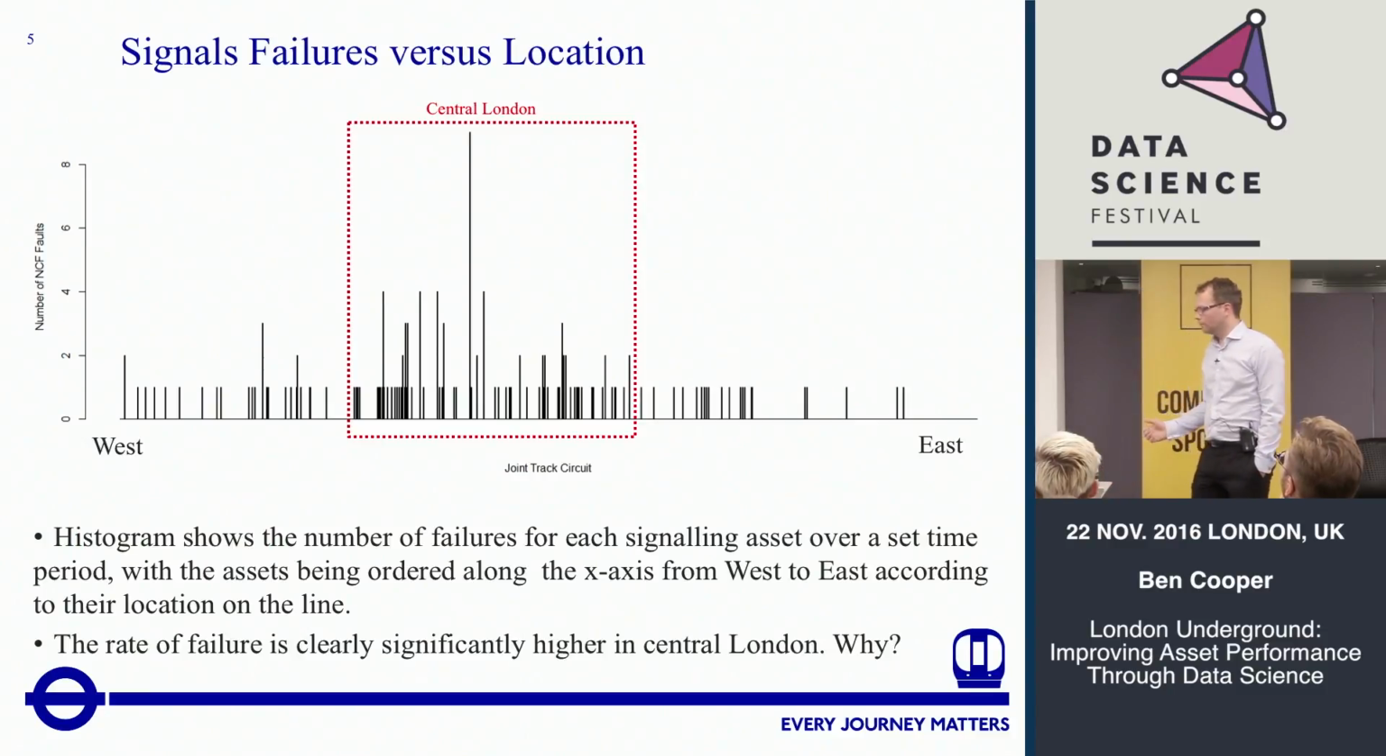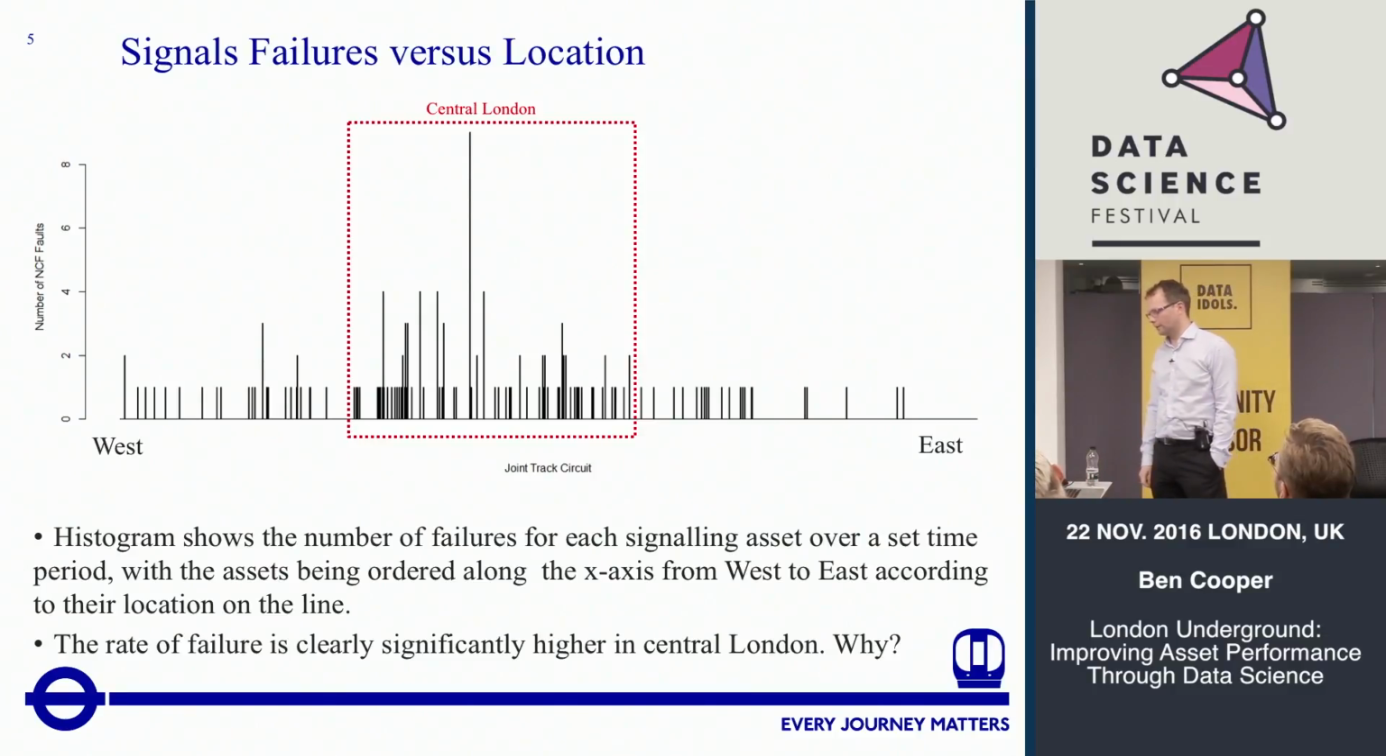I'll show you an example of where we've done this on the signalling system. This is the data exploration side of what we're trying to investigate. We're looking at the pattern of signal failures versus location. This is a histogram which shows the number of failures on the y-axis, and on the x-axis a signal asset. It's not really important what it is. It's a piece of signalling kit that you have spread across a whole London Underground line.